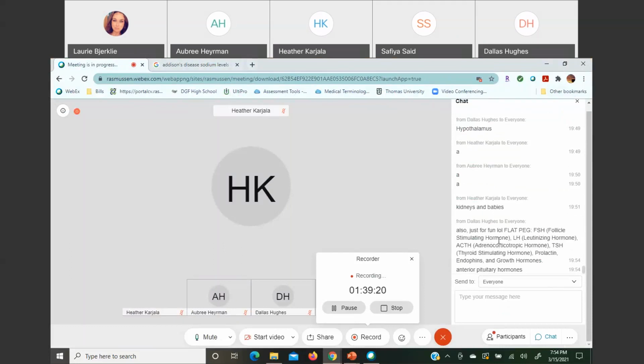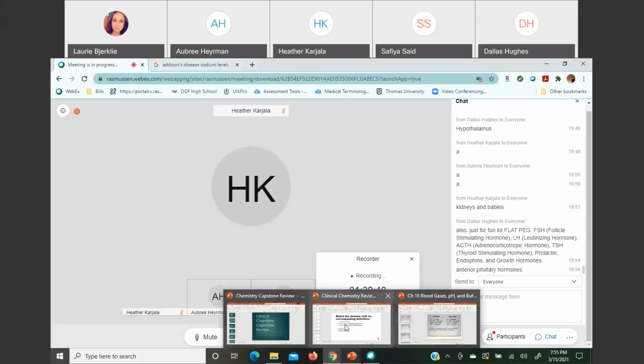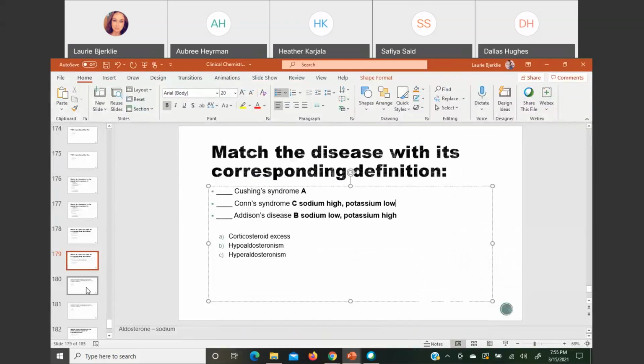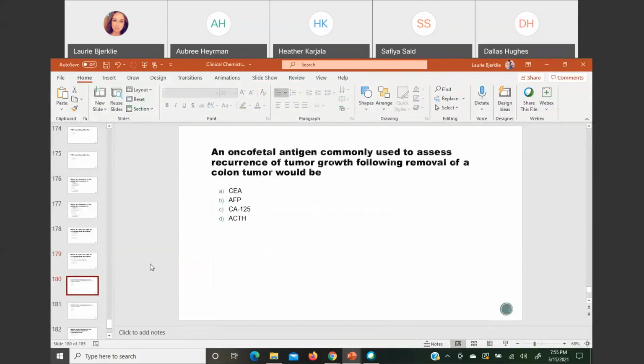All right, Dallas has, oh my goodness, FLAT PEG: FSH, LH, ACTH, TSH, prolactin, endorphins, growth hormone. Those are all the anterior. There you go. A FLAT PEG is all your anterior pituitary hormones. That works good. You can have a FLAT PEG in your anterior to put it all together. Good. Thank you. I love helpful things like that. That's kind of the name of the game, is how to keep it all in your mind. Okay, so now that we've spent some time on this, let's move on.